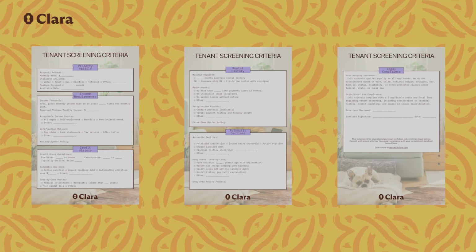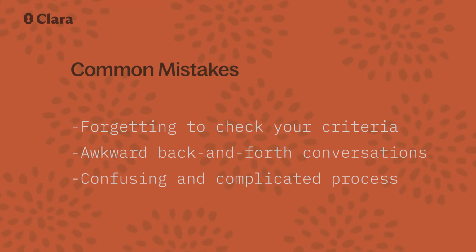By the end of this video, you'll have your screening criteria complete and ready to share with potential applicants. Here's what I've learned from talking to hundreds of independent landlords. If you don't have written screening criteria, you end up reinventing the wheel every time someone applies. You forget to check the same things. You have awkward back and forth conversations trying to explain what you need from them. And honestly, you might miss a great renter because your process is just confusing to them.